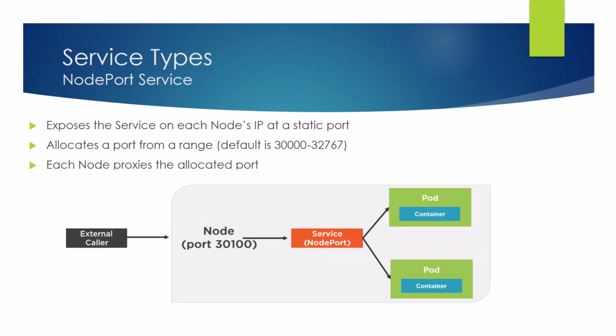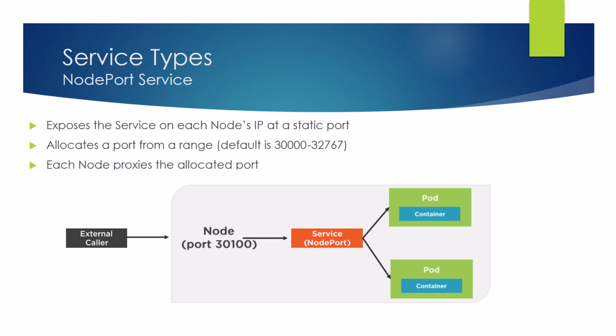Now the next type of service is a NodePort service. This exposes the service at the worker node's IP, and it's going to have a static port assigned. This will automatically allocate a port by default, although you can override that, and you can see the ranges here. And what will happen is that the service will then make it so that we can proxy through that node into the pods behind the scenes.